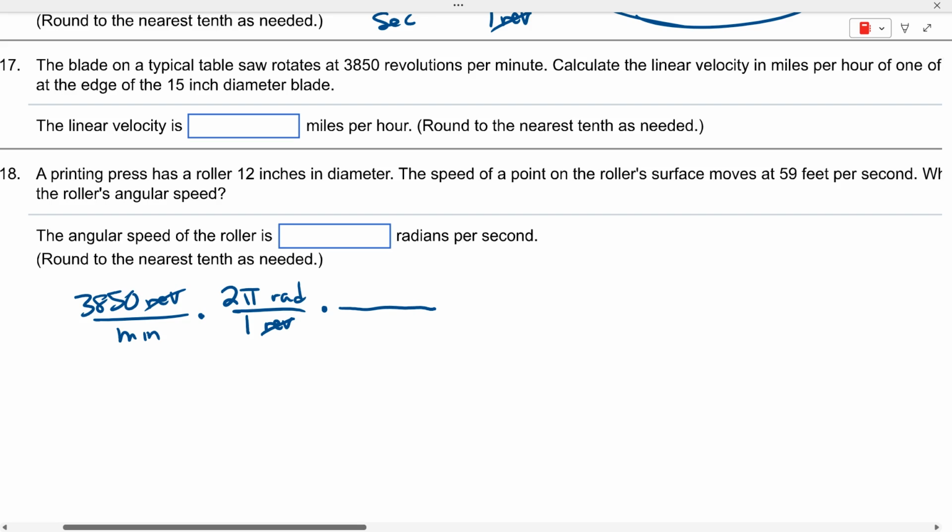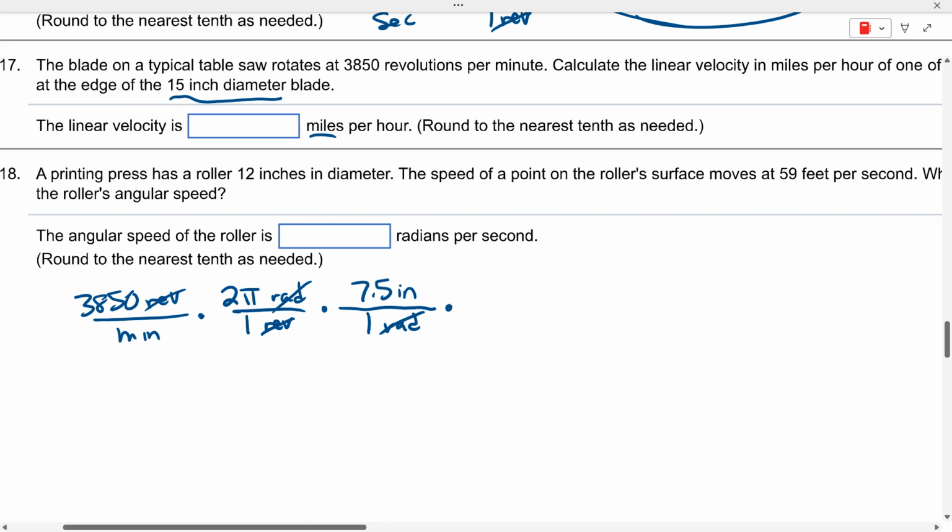Now I want the radius of the blade so I can get eventually to miles. So if it's a 15-inch diameter blade, what is the radius of the blade? 7.5 inches per 1 radian. Radians cancel. So now I have inches per minute.